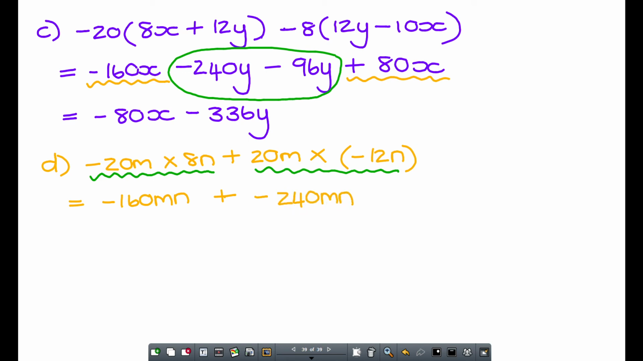mn. And again, you could have kept that in brackets if you wanted, but it wasn't necessary. You would still see that the positive and the negative will then become minus 240mn, which means that I'm going to end with minus 400mn. Any questions there?